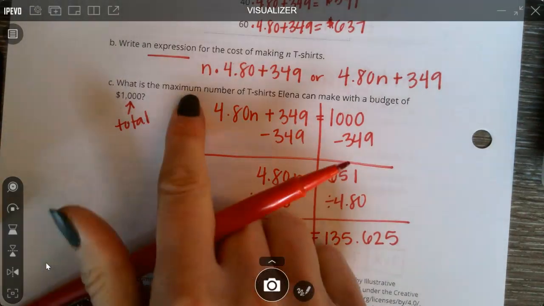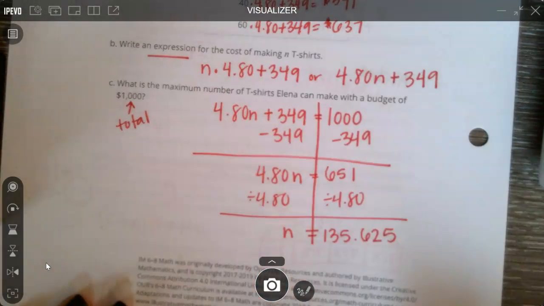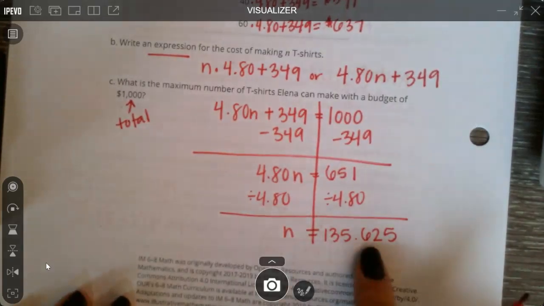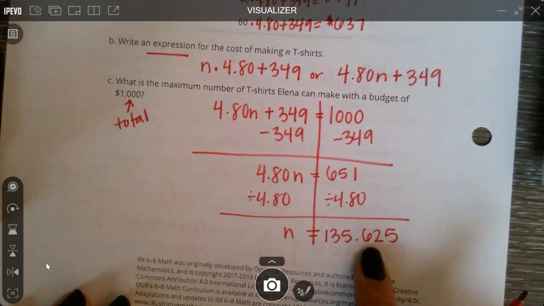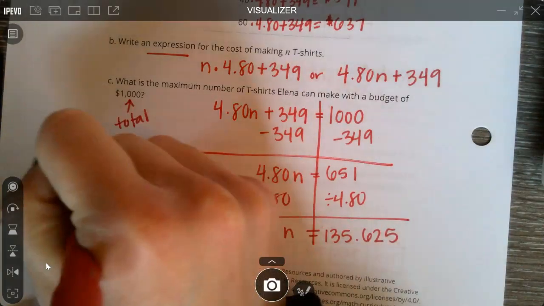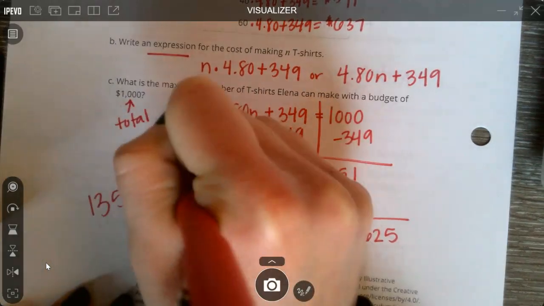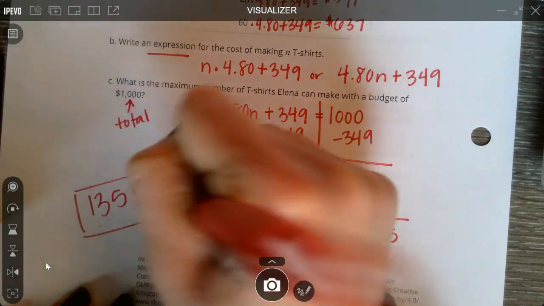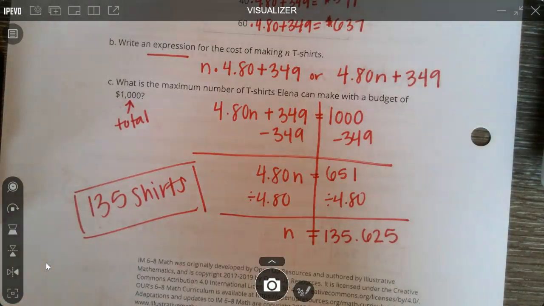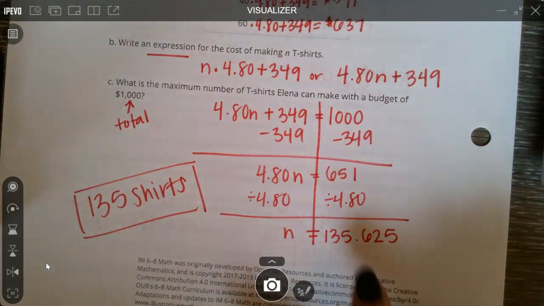What is the maximum number of t-shirts she can make? Can she make 135 shirts? Yeah. Can she make 136 shirts though? No. She's got a little extra, but I need to just say, okay, well, she can for sure make 135 shirts. Because I need to round down to make sure I have enough materials. Otherwise, I'm in a pickle.